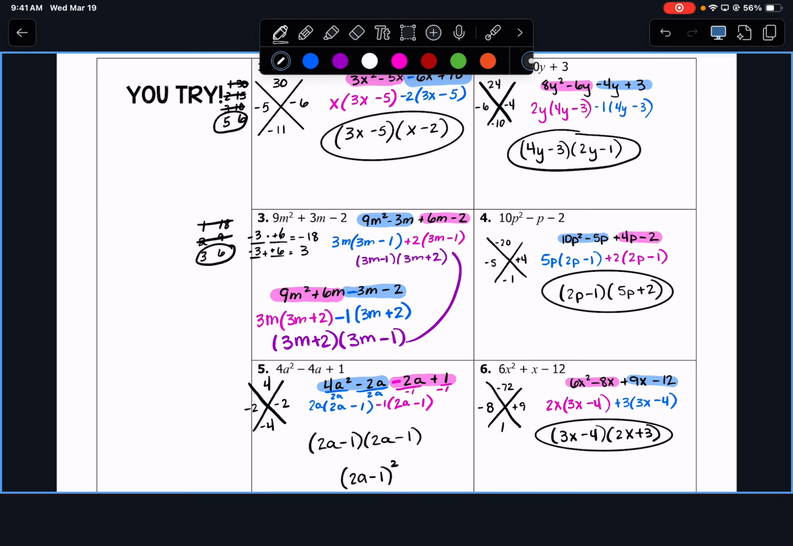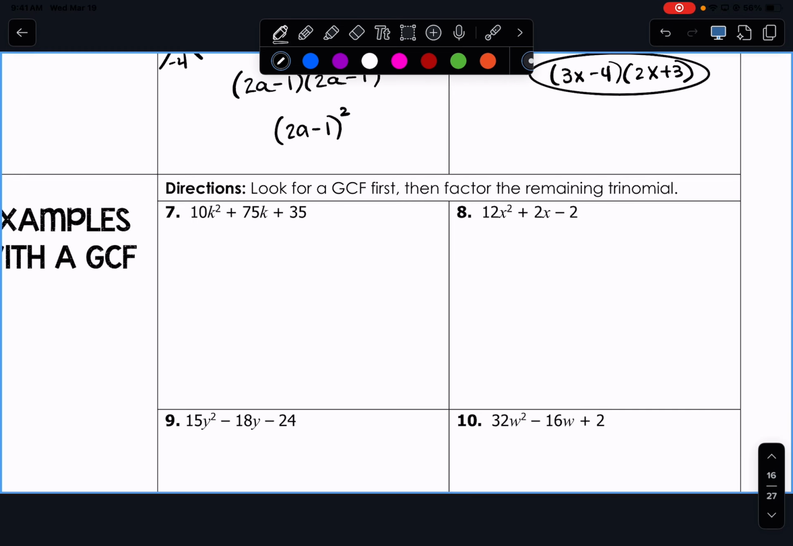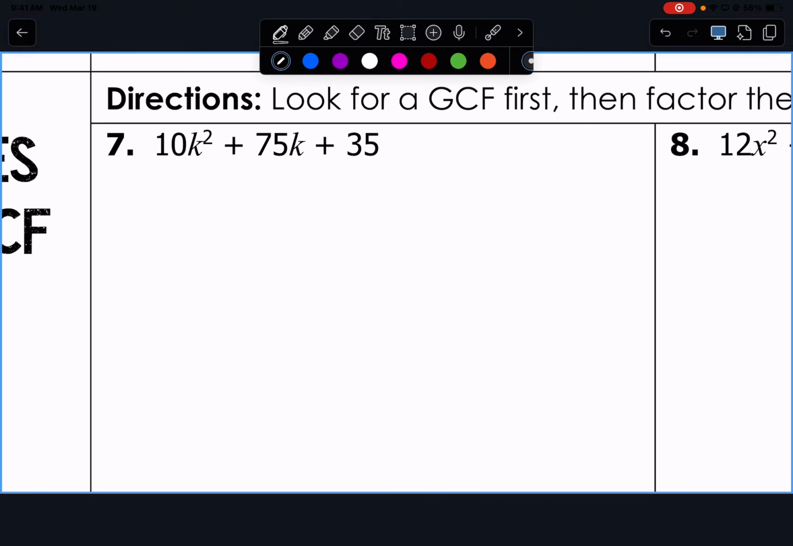Okay, and for the last 10 minutes, I want us to talk about the bottom section. The bottom section gives us examples with GCFs. What we're going to do is show the two different ways you can go about doing one of these problems. Okay, so the first method is to check for a GCF first.